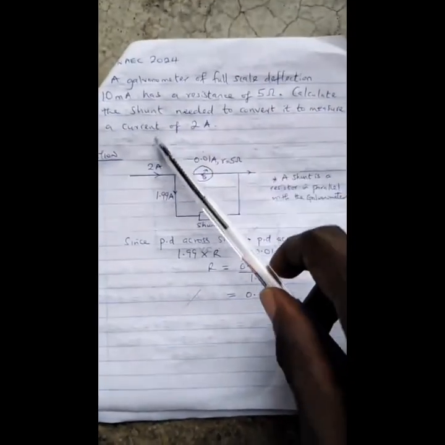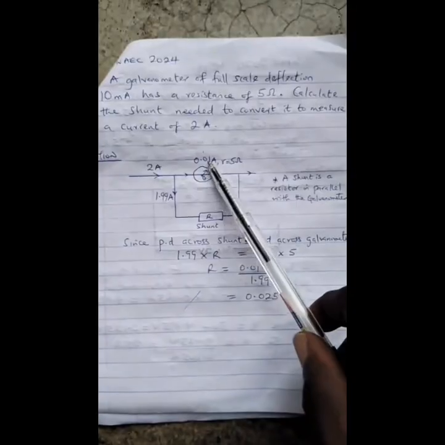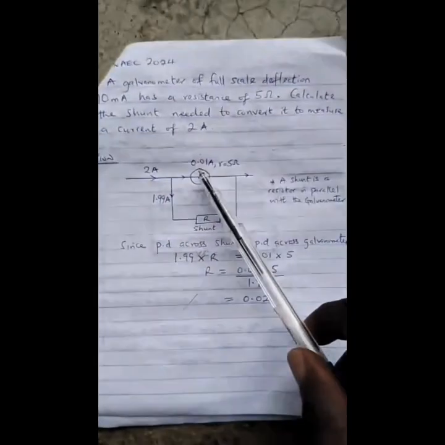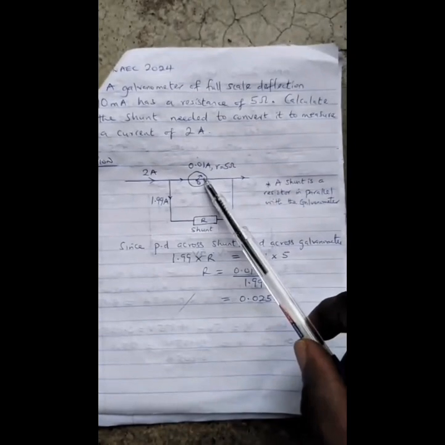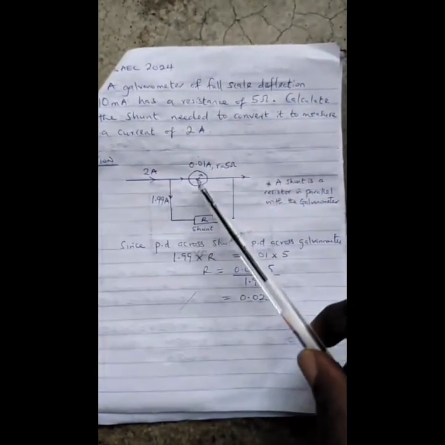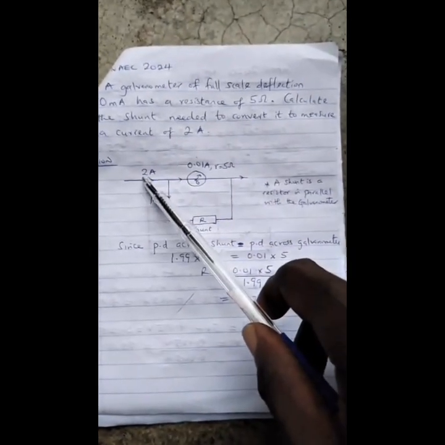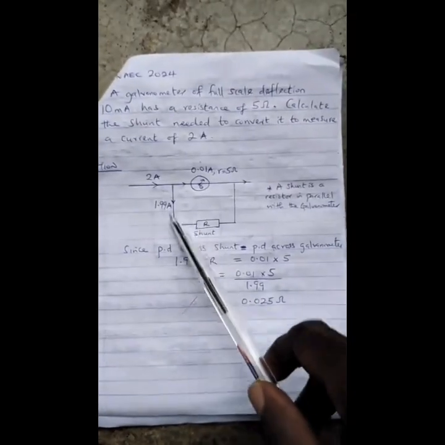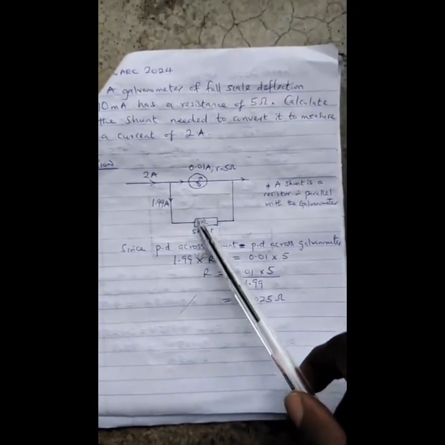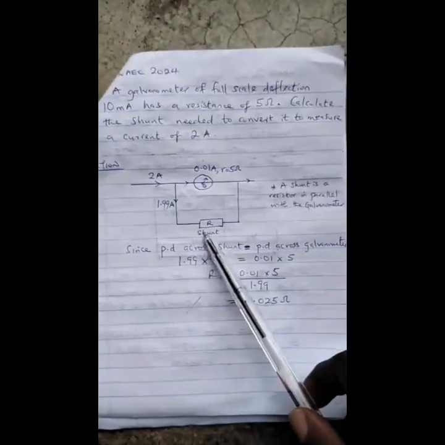Full-scale deflection means the maximum current that it can take is 10 milliamperes, and 10 milliamperes is 0.01 amperes. It has an internal resistance of 5 ohms. So this is our galvanometer. I want to adapt it so that it can take a current of 2 amperes. So we need a shunt, a resistor in parallel to this, that will take much of the current.